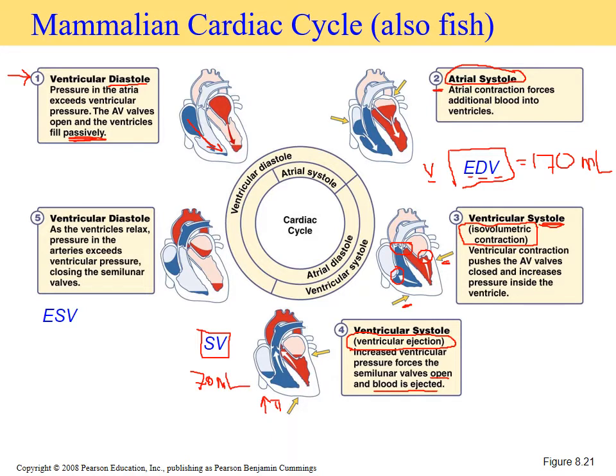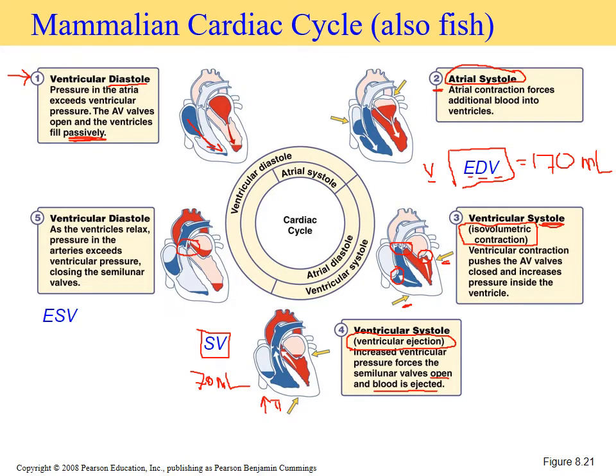Okay, so 70 ml goes flying out of the ventricle and it goes into the blood vessels. Now remember, as you're losing blood, the pressure starts to go down. So eventually you're going to get to the point where not only is the ventricle starting to do its diastolic motion, it's relaxing, it's also lowering its pressure because it has less blood, which means we're going to close off the semilunar valves because we don't want backflow to occur.